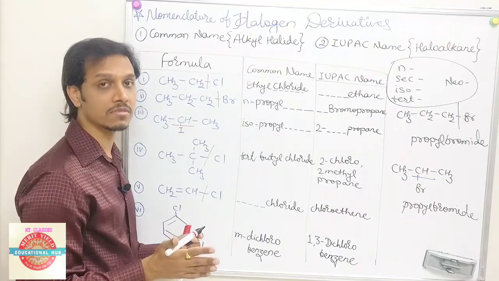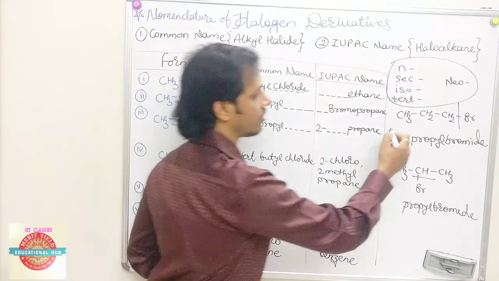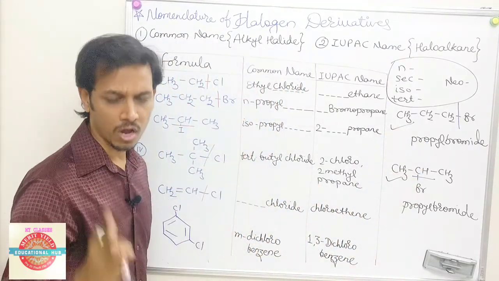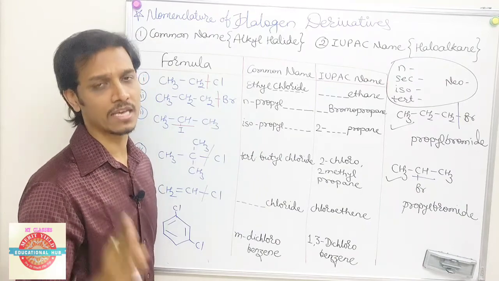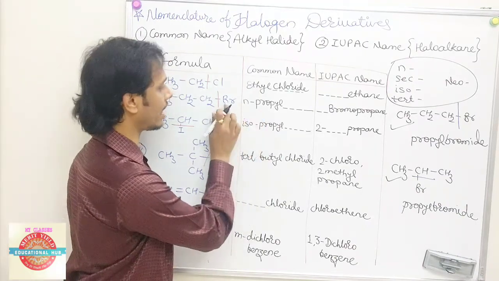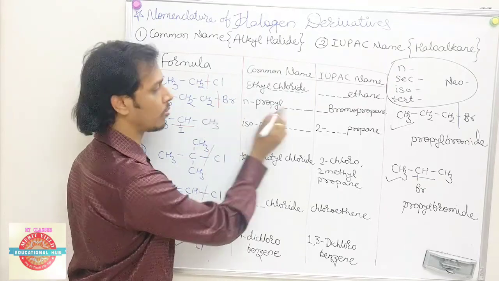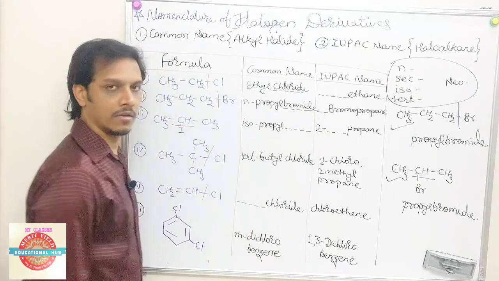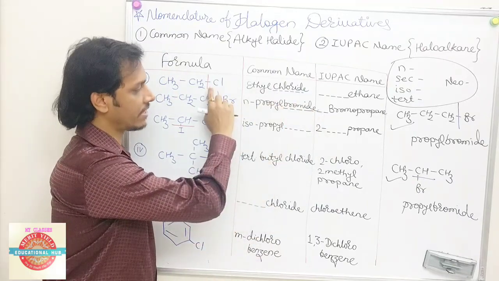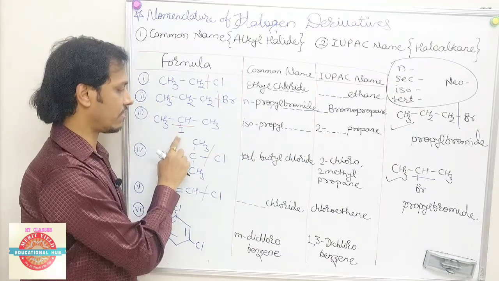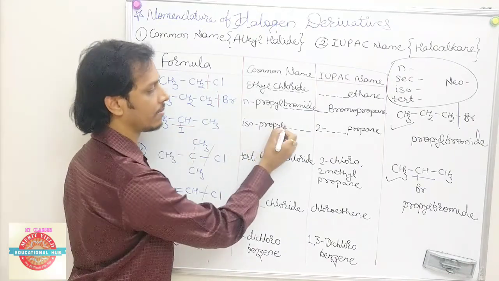The two names can't be the same. Here is the logic, here is the proof. That's why N comes. N stands for normal. Normal means when all the carbon atoms present are in the same line, a straight line. N-propyl, and Br is nothing but bromide. Here Cl was there, that's why chloride. Here Br is there, that's why it is bromide. In the same fashion, I will stand for iodide.